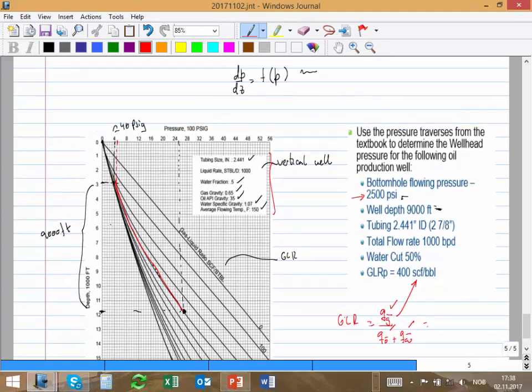Another question: what happens if the length is, for example, 12,000, or more than this distance, say 13,000, the depth? Do I have to find another table or what? Can I produce this well or not?